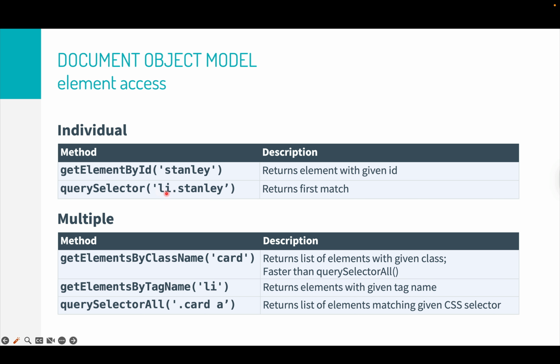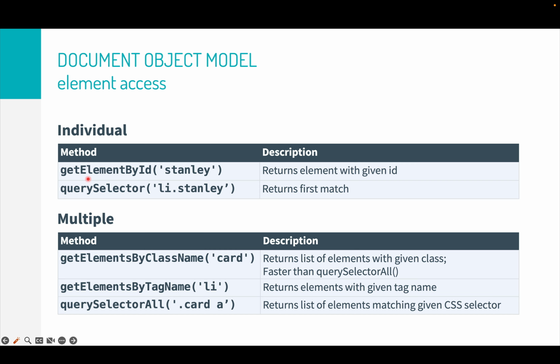So this would be a list item that has the class of Stanley. This would return the first match on the page, the first list item that has the class of Stanley. These two methods, getElementById and querySelector, return one and only one element. I guess they could return none if there's no match. There are other times when you'd like to return many elements and then potentially process all of them. So that's what these methods do.